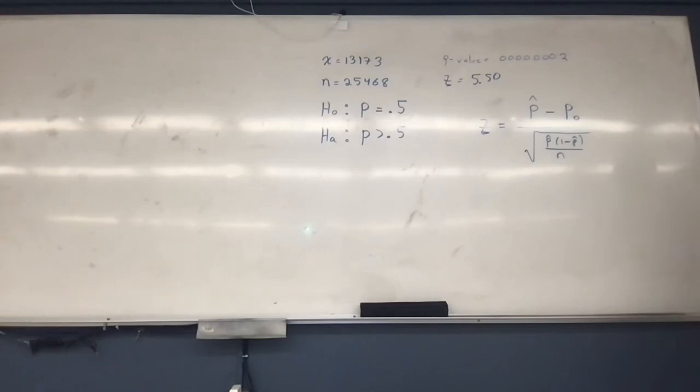That number now that I have, that's my numerator. Divide by the square root of that number times parentheses 1 minus that number over n, which is 25,468.